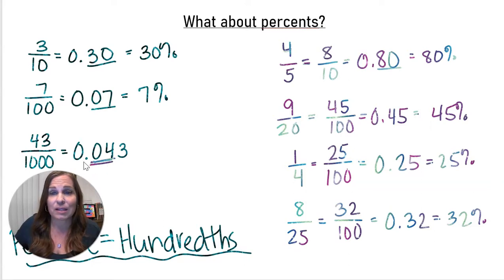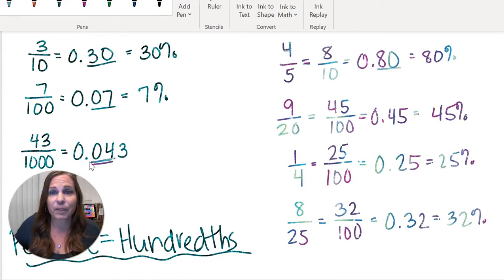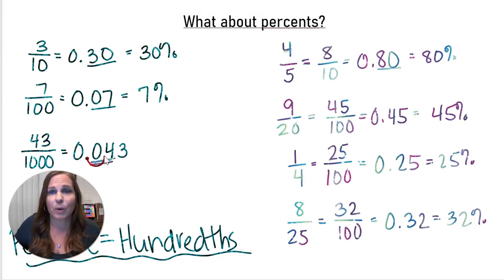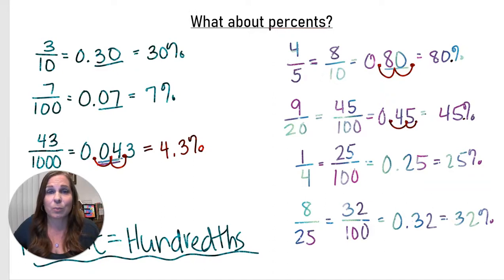So if I were to take this decimal point where it is, and actually let me get a different color here. If I move this decimal point 1, 2 places to the right, then I get my percent, which is 4.3%. Now you can see that that works for these too, right? Look at 4/5. 0.80. If I take this decimal point and I move it 2 places to the right, I get 80%. If I take 0.45 and I move it 2 places to the right, I get 45%. So that's the second method that you can use to convert a decimal to a percent.